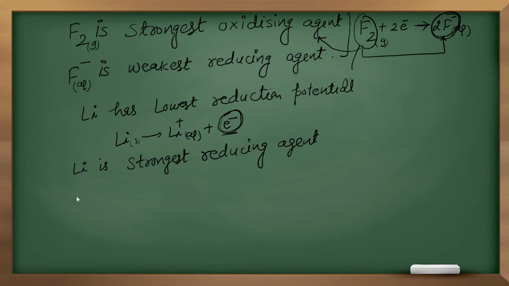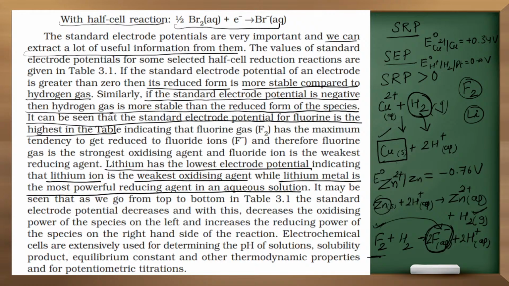Okay, but lithium ion is the weakest oxidizing agent. Lithium metal is the most powerful reducing agent in aqueous solution, and lithium ion is the weakest oxidizing agent.